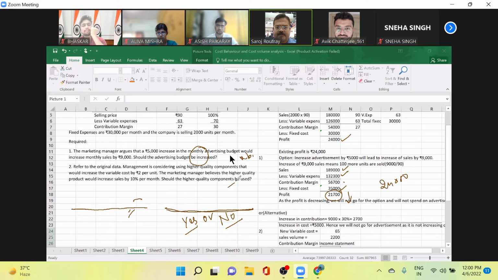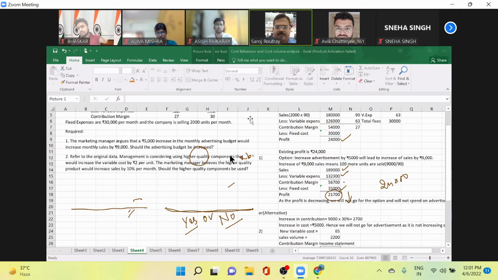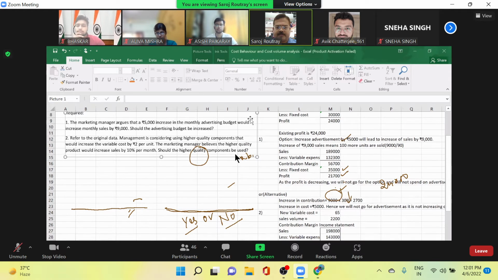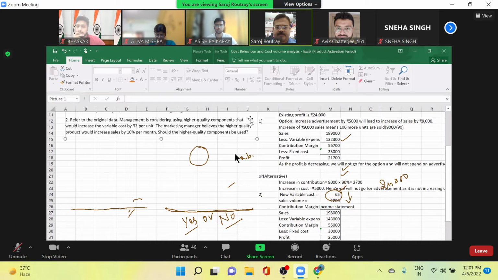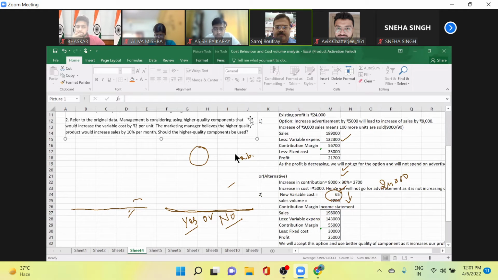Second one, if you are using a better quality of component, what will happen? If you use better quality of component, then your variable expenses will increase.